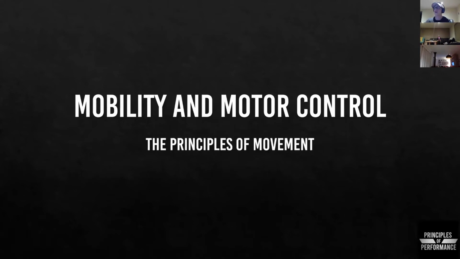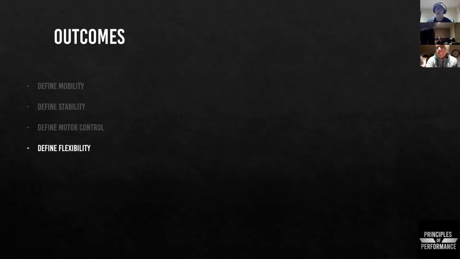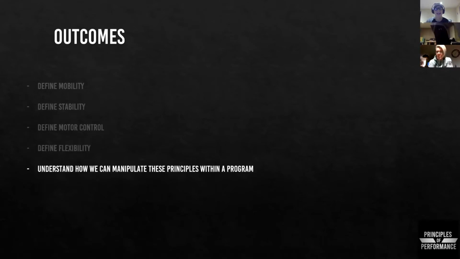Okay, so we're going to go through some very basic principles of movement. So we're diving into mobility and motor control and how we can manipulate these principles within our coaching and our clinical practice. So the outcomes that we're expected to pick up along the way is we're going to define mobility. We're going to define stability, we're going to define motor control, and we're going to define flexibility. But on top of all of that, we're also going to understand how we can manipulate these principles within a program.